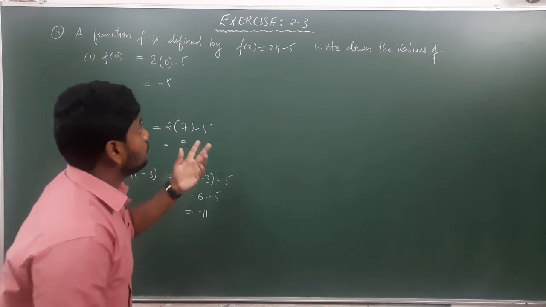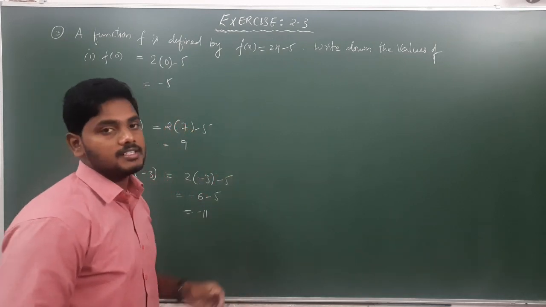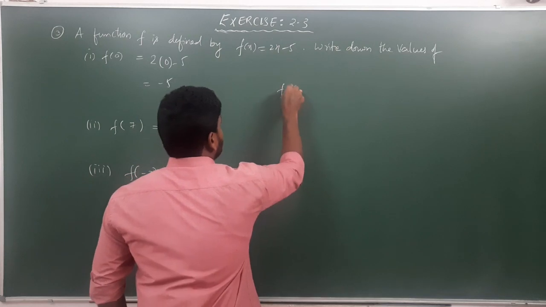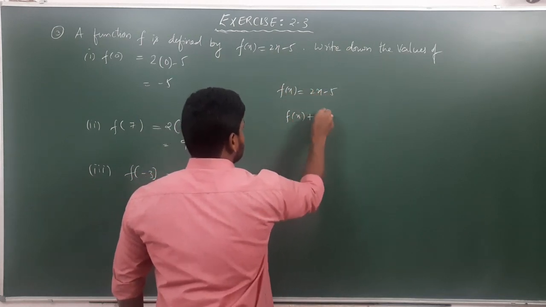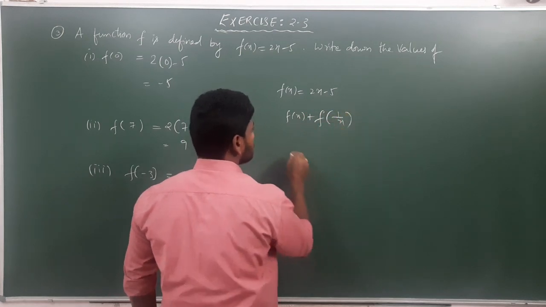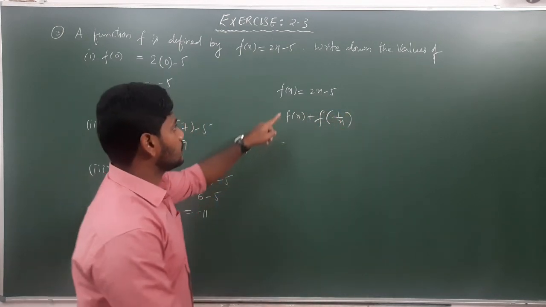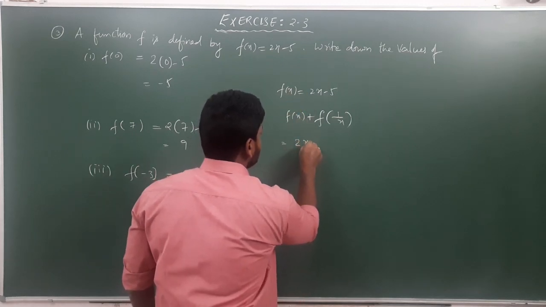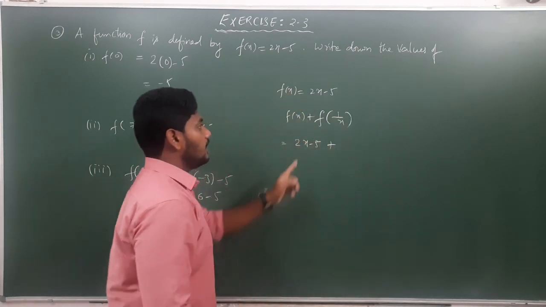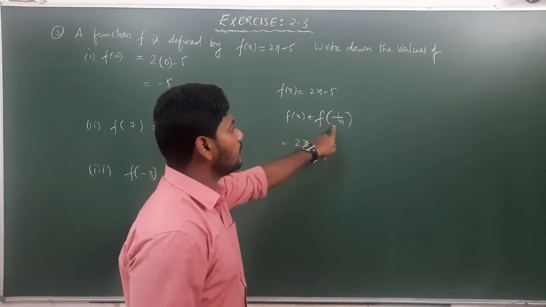Now, for example, in a previous test I gave a question like: if f of x equal to 2x minus 5, find f of x plus f of 1 by x. So now we can do it easily. In the place of x, what is that? 2x minus 5. f of x means 2x minus 5, plus f of 1 by x.